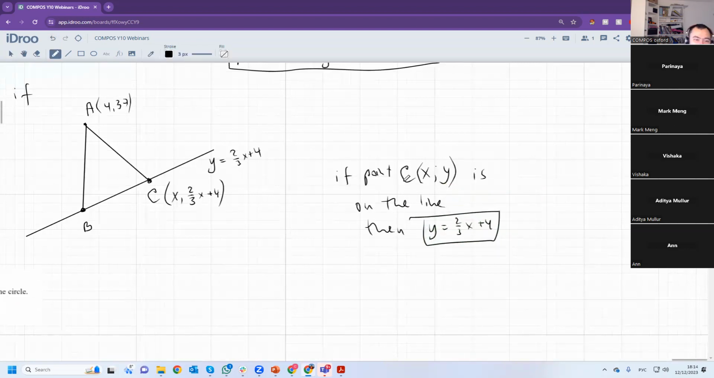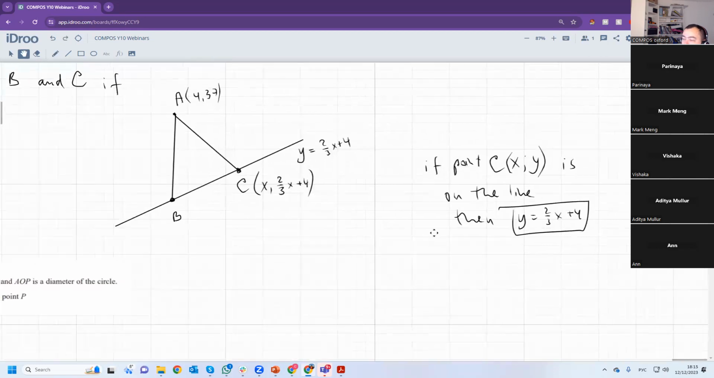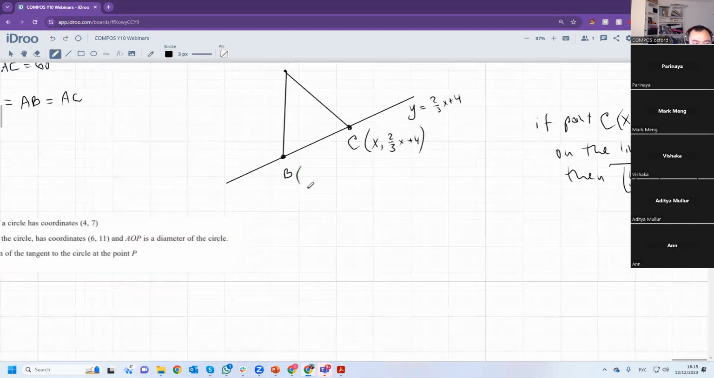You could replace it with AB, and this would be AB. I don't know the coordinate of C. Oh, well, you could give them a different name. You could say it's x1, comma 2/3 x1 plus 4. And here you could say x2, 2/3 x2 plus 4. Yeah, is that better? Does that make more sense?